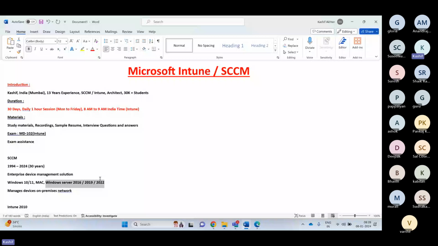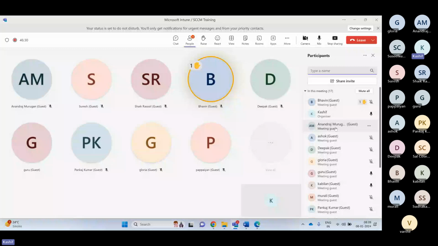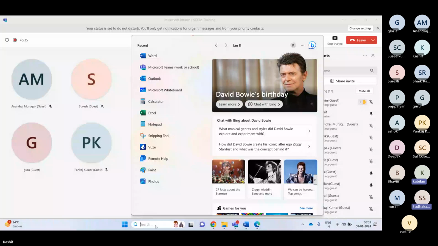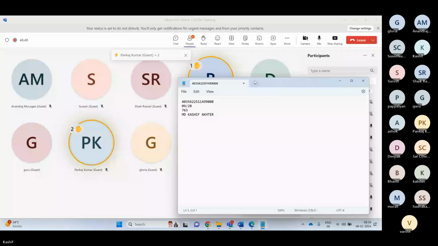Okay. Fine. Anybody else looking for SCCM here? Yes, sir. Me also. Me also. How many people are there? Three people, right? For SCCM? Yes, sir. Four people are for SCCM. I'm good for both. Okay. Anybody else has any question?